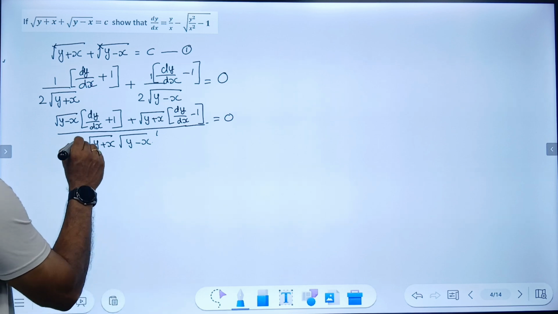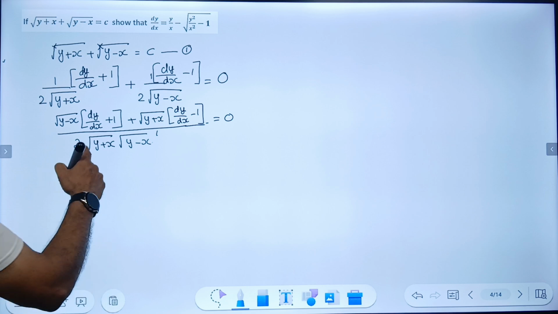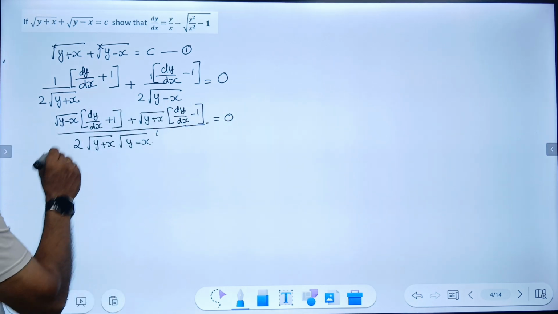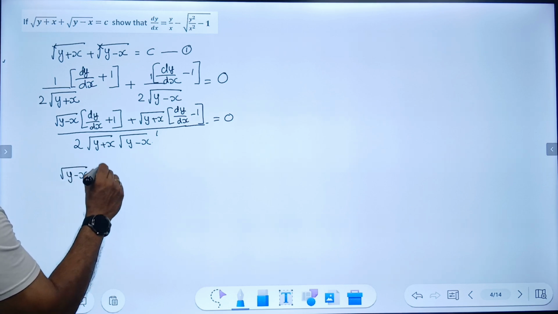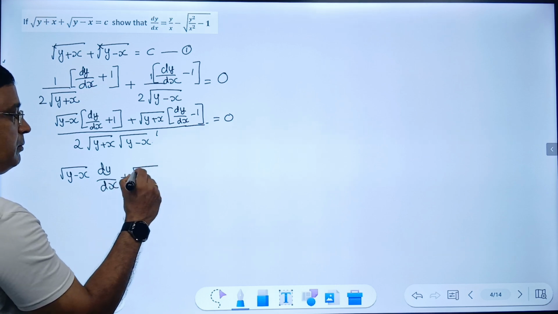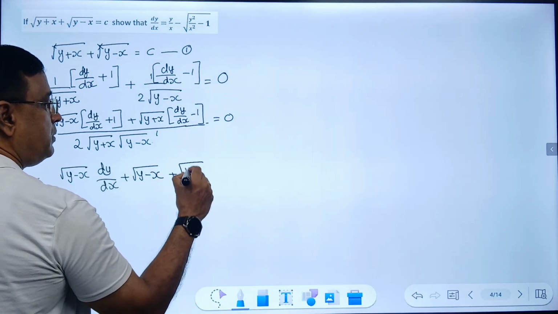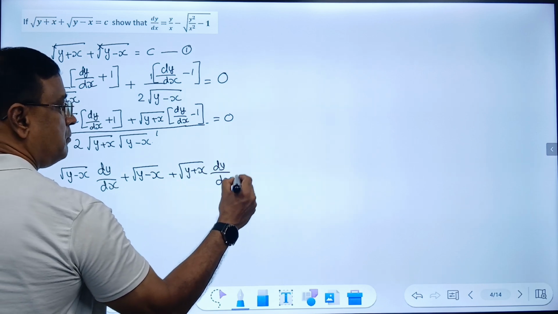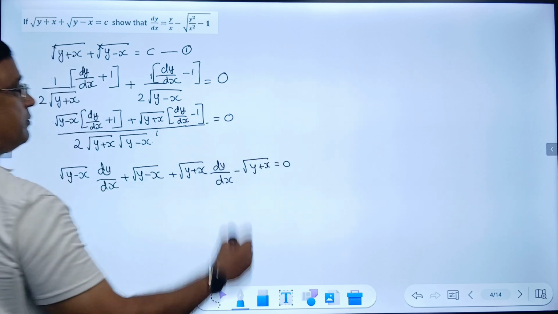Or if you want, you can keep the 2, no issues. Okay. Anyway, we are going to cross multiply now. Now if you cross multiply, this entire thing, 0 into anything is 0. So now open the bracket. Root of y minus x into dy by dx plus root of y minus x plus root of y plus x into dy by dx minus root of y plus x equal to 0.